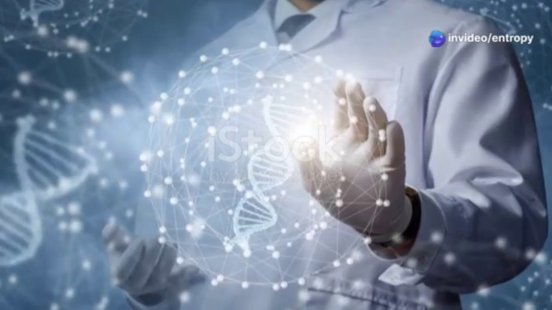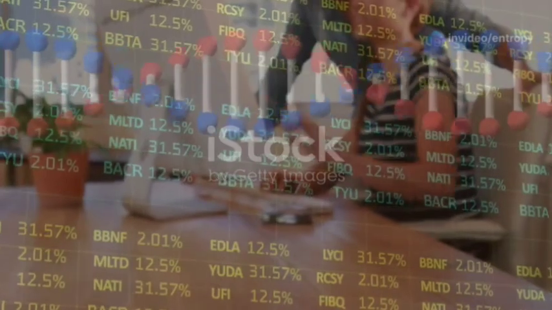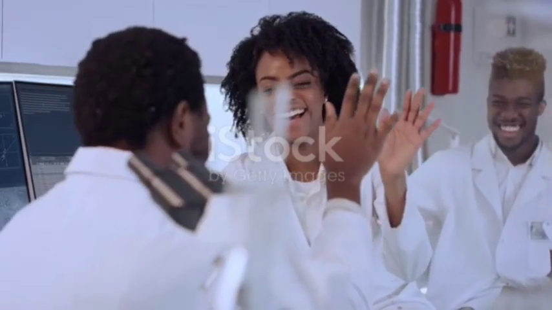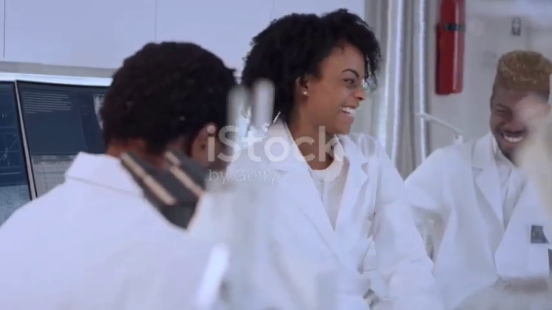As technology continues to advance, we can expect DNA fingerprinting to play an even greater role in our lives, helping us understand ourselves and the world around us in new and exciting ways.